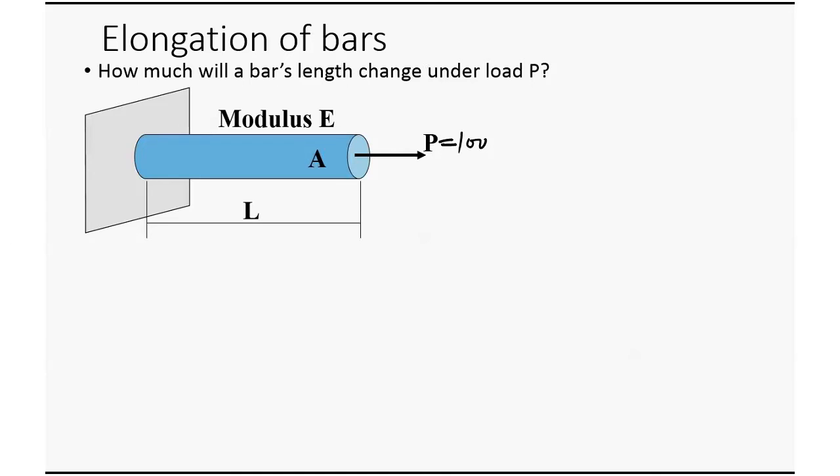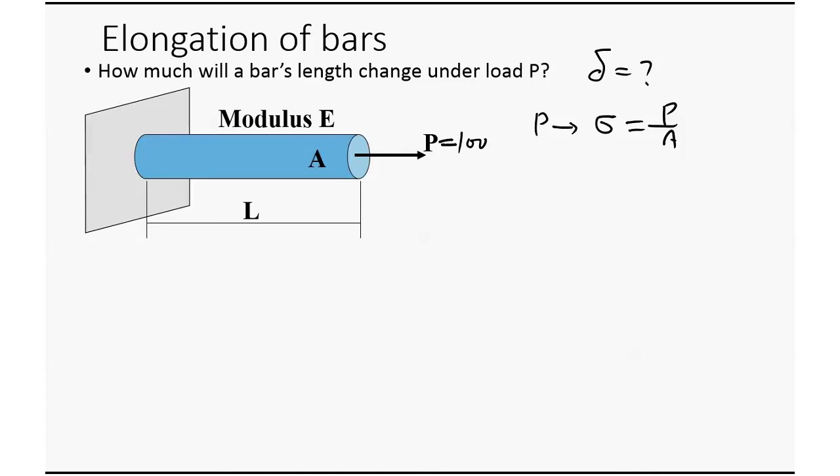Based on what we already learned from chapter 1. Elongation, we call it delta. What did we learn before in chapter 1? We learned how to calculate stress, right? If you know the load P, you can calculate the stress. That is P over area A. We learned that. What else did we learn?